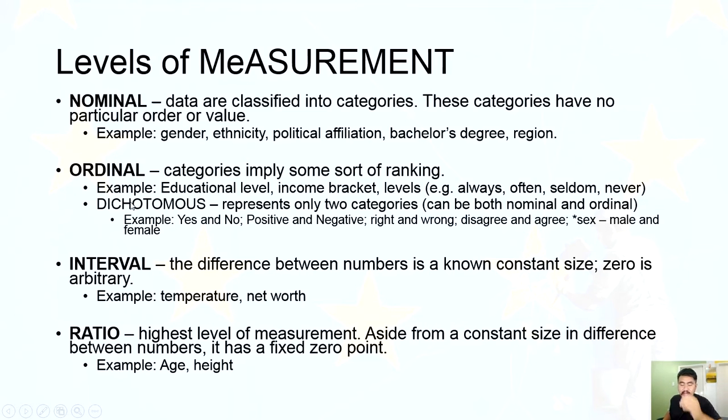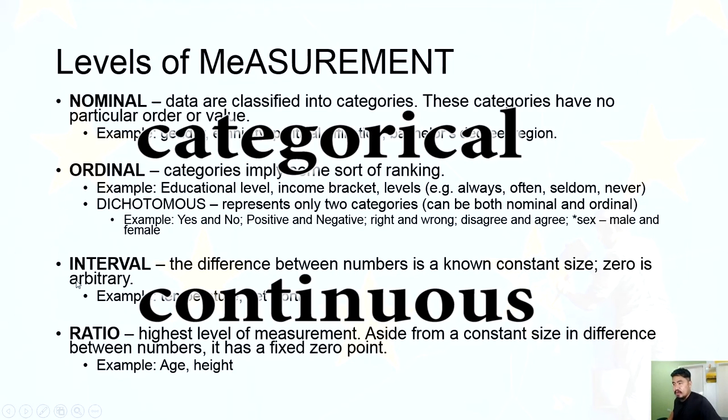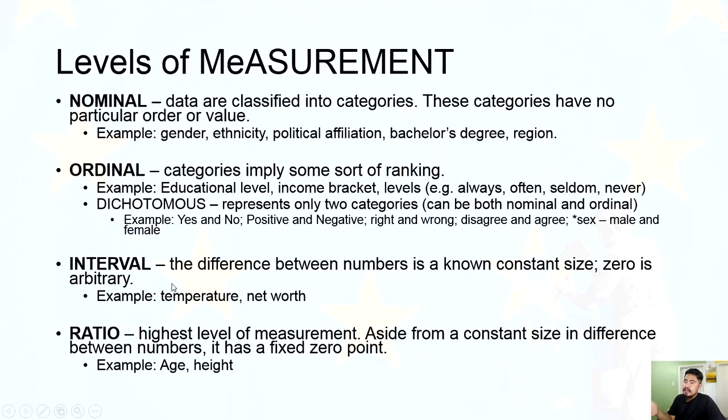So there are four. Remember the term NOIR: nominal, ordinal, interval, then ratio. And why do we need this? Because when we do statistics, we have to identify first the level of measurement, what type of variable it is.